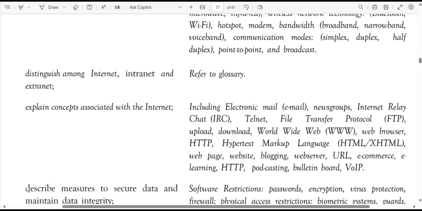What do we mean by extranet? An extranet is a private network that allows controlled access to outsiders such as business partners, suppliers, or customers to a part of an organization's intranet. So the use is that it facilitates collaboration and communication between a company and its external partners while keeping sensitive information protected.